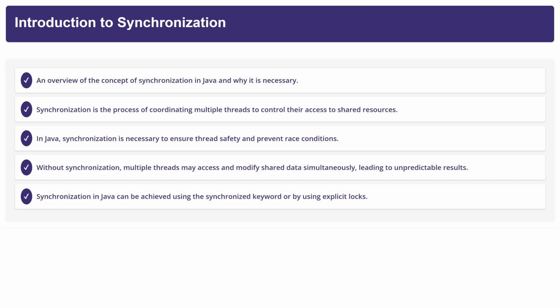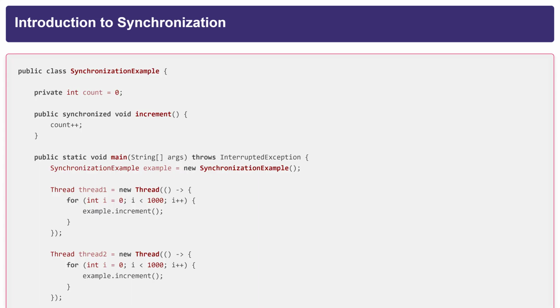Without synchronization, multiple threads may access and modify shared data simultaneously, leading to unpredictable results. To achieve synchronization in Java, you can use the synchronized keyword or explicit locks. Now let's look at a code example to understand synchronization in Java.